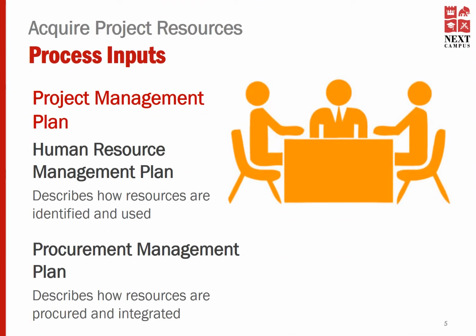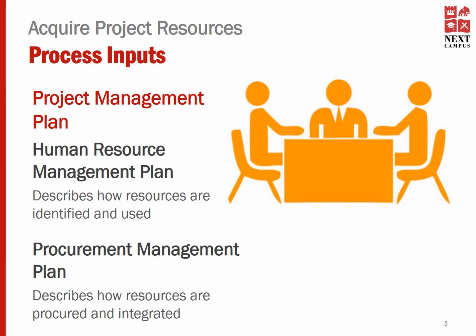First, let's have a look at the process inputs. The first process input that we are going to discuss is the project management plan. Project management plan is the consolidated planning document that is produced during the planning phase. So in terms of resource management, there are quite a few documents that are included in this project management plan.